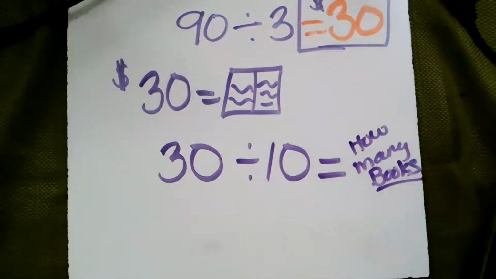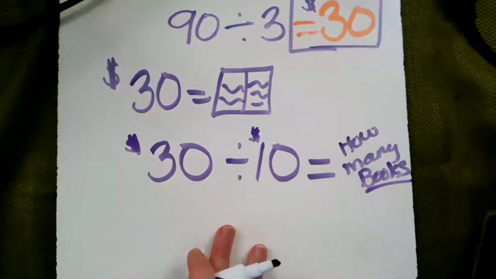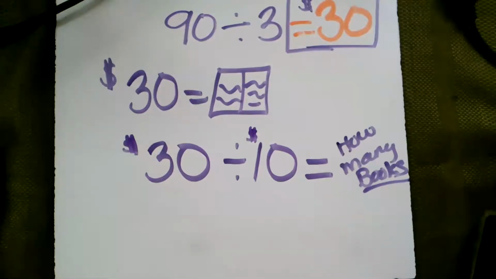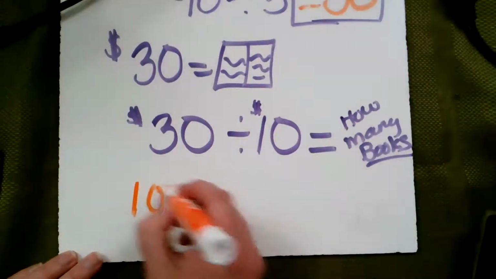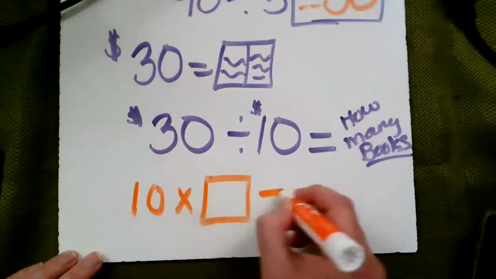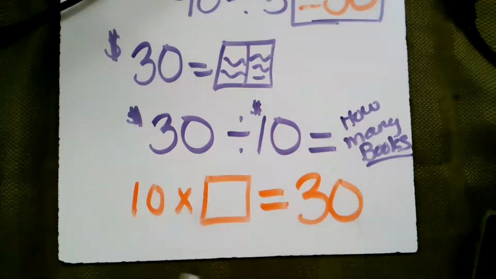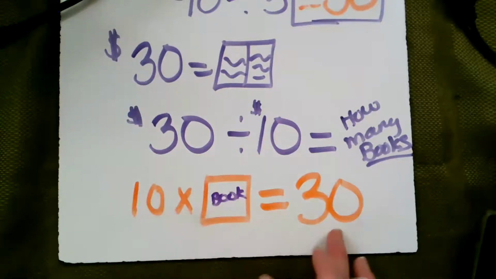That's the question. If he had $30 and each book cost $10, the question is asking how many books can he buy? Well, we're looking at a simple division. 30 divided by 10. Now remember, division is just a flippity-flop of multiplication. So you can ask yourself, 10 times what equals 30? That what is your book. That's how many books you have. So 30 divided by 10, or 10 times what is 30?